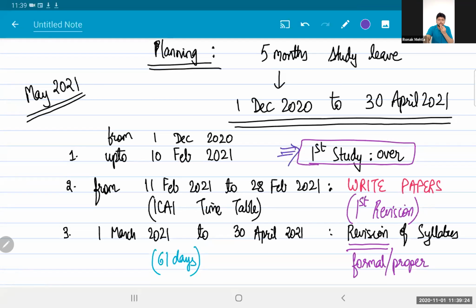इसीलिए 10th February अचीव करना बहुत इंपॉर्टेंट है. Paper writing once is enough. You don't need to write papers more than once. Very honestly, paper writing once is enough.